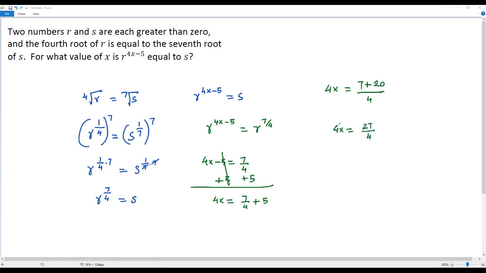Now to solve for x, we have to get rid of the number 4 which is multiplied by x. For that we have to multiply both sides of the equation by 1/4. Let me do it. This 4 will cancel out. 1 times x is x. On the right side 27 times 1 is 27 and 4 times 4 is 16. Here I got the value of x, that is 27 over 16. When x is 27 over 16, r to the power of 4x negative 5 is equal to s.